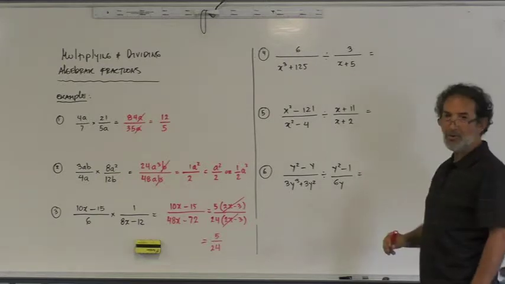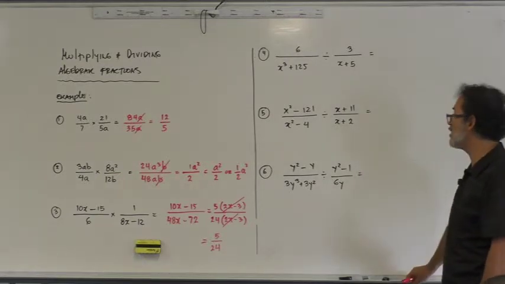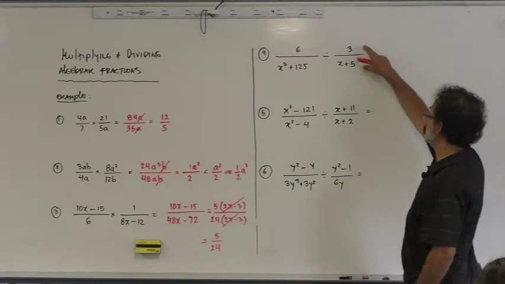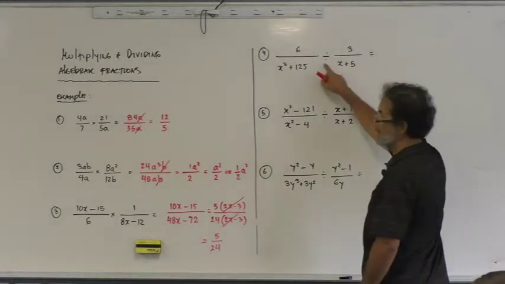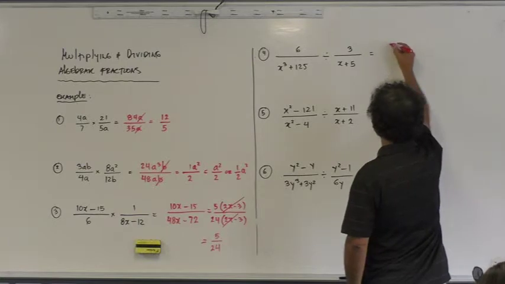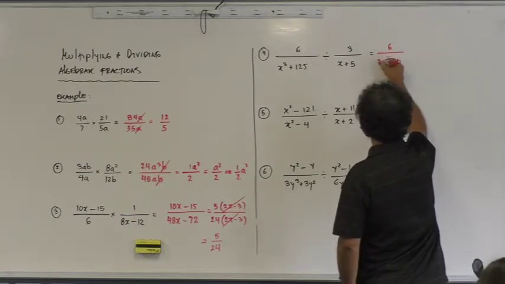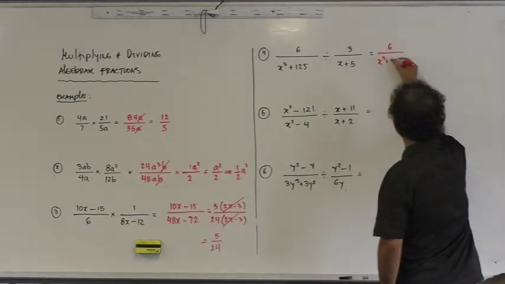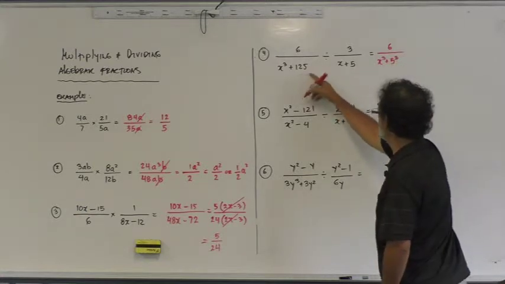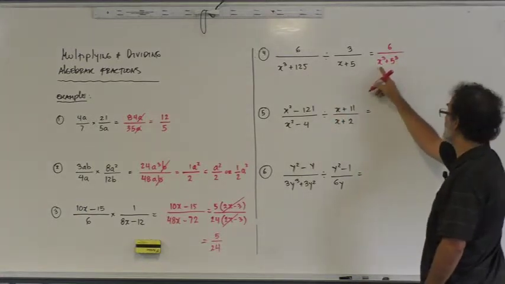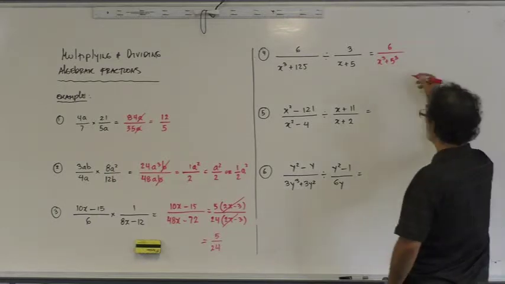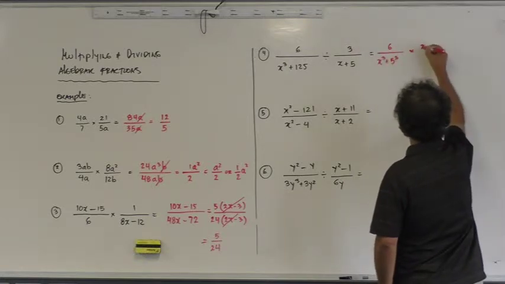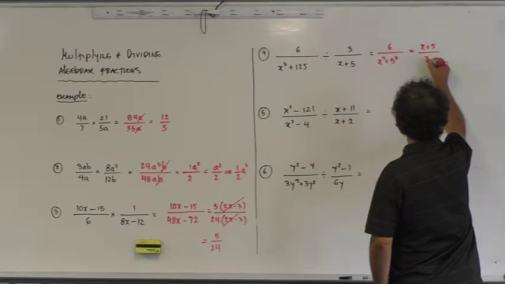Okay, question 4. In question 4, we have a division. And we know that when we divide fractions, we swap the second fraction and change division to multiplication. So this is the same as 6 over x cubed plus 5 cubed, because we know that 125 is the same as 5 cubed. Here we have the sum of 2 cubes. Again, we multiply that by the reciprocal of this, so it's x plus 5 on 3.